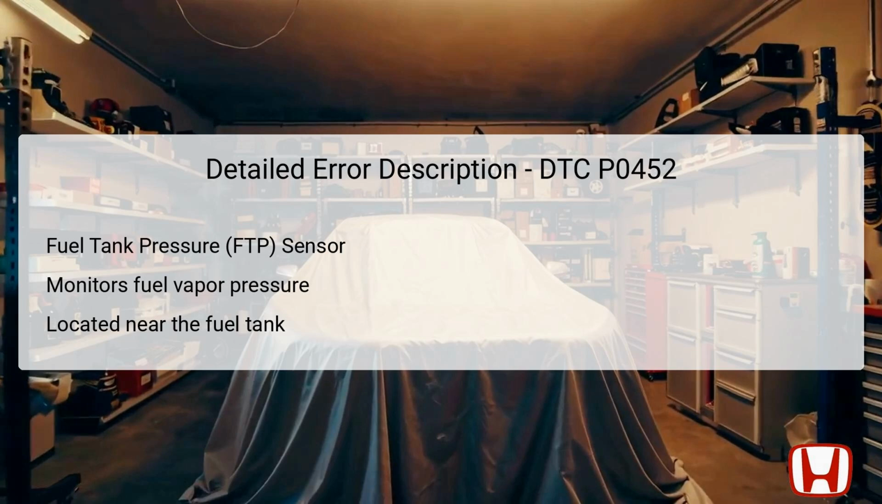Located typically on the fuel tank, often integrated with the fuel filler neck, the FTP sensor requires proper voltage to function effectively. If the sensor fails, not only will it trigger DTC P0452, but it may also lead to further complications such as engine performance issues and increased environmental emissions. Properly understanding the location and function of this sensor is vital for effective troubleshooting, enabling quick identification of where issues may be occurring in the vehicle's emissions system.